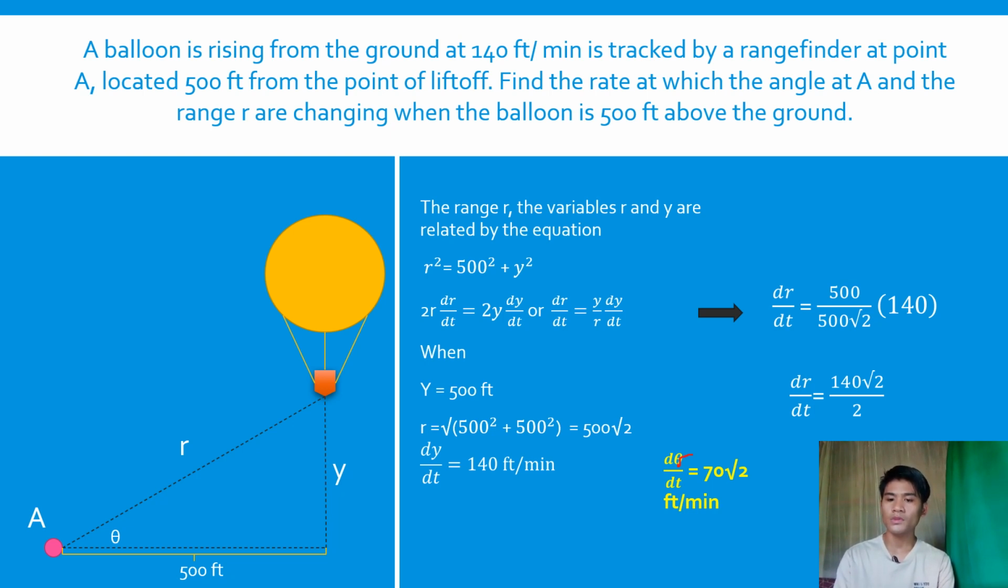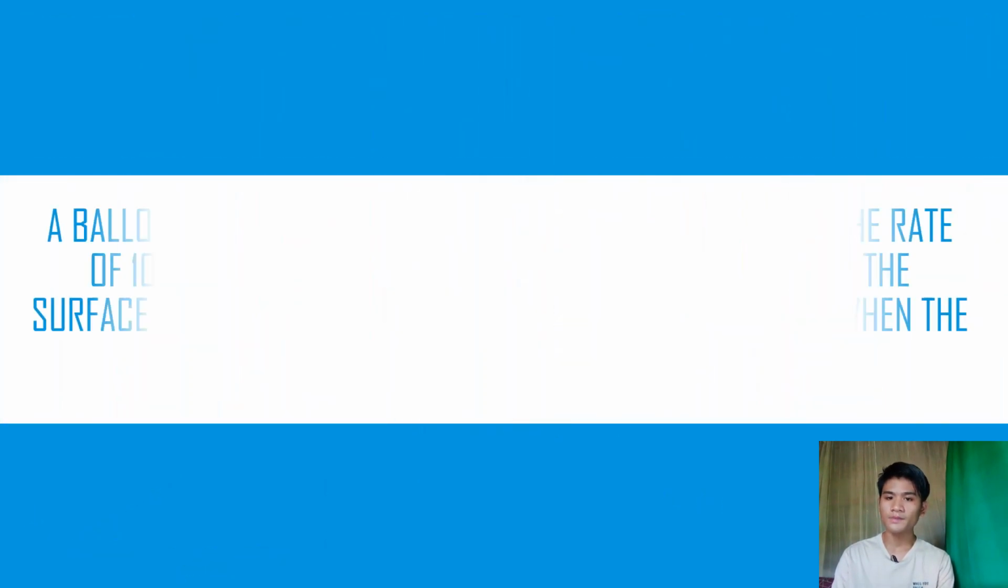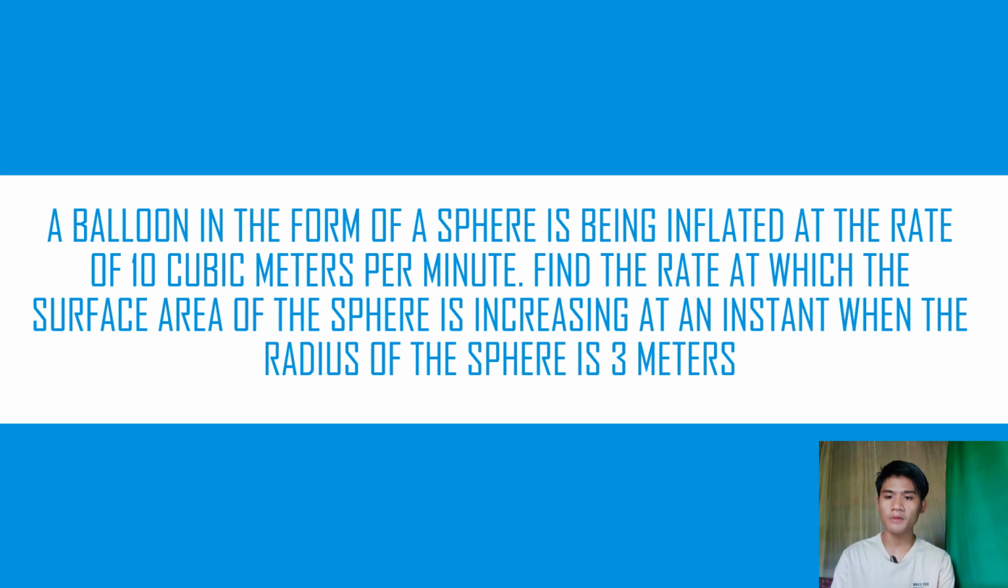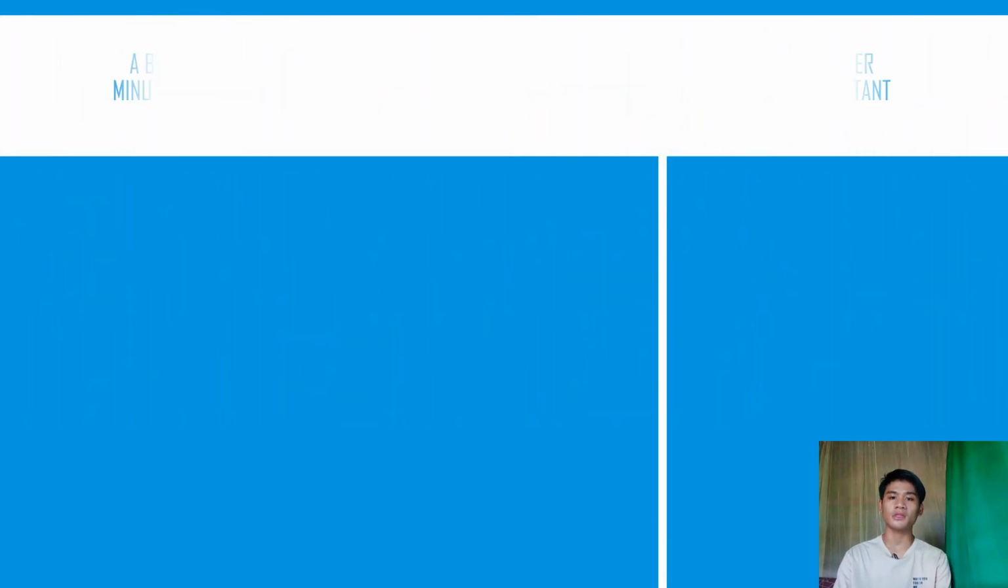Proceed. So we have another example: a balloon in the form of a sphere is being inflated at the rate of 10 cubic meters per minute. Find the rate at which the surface area of the sphere is increasing at an instant when the radius of the sphere is 3 meters.